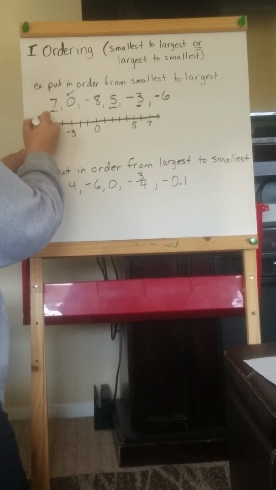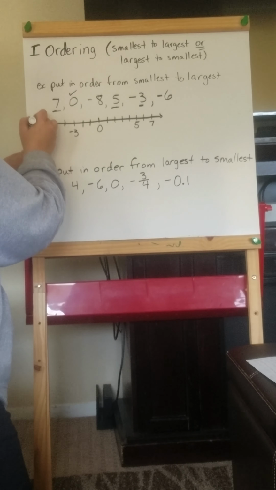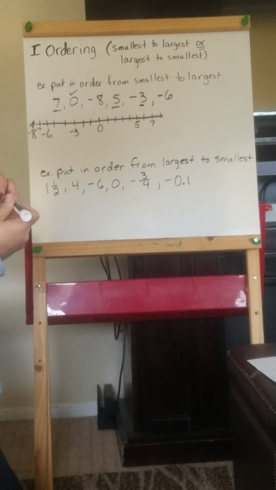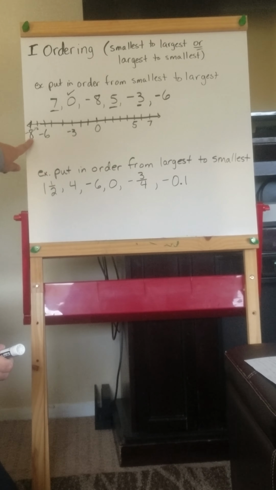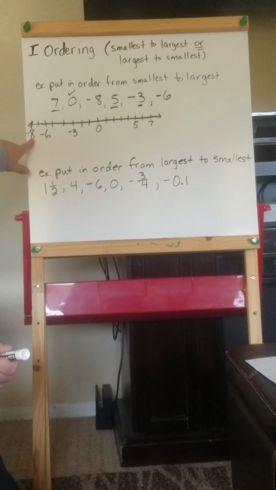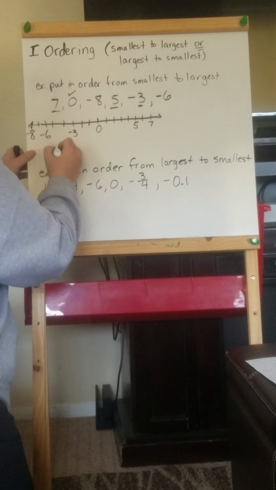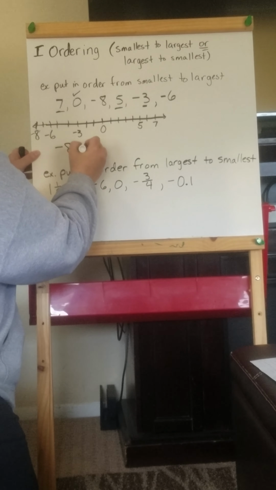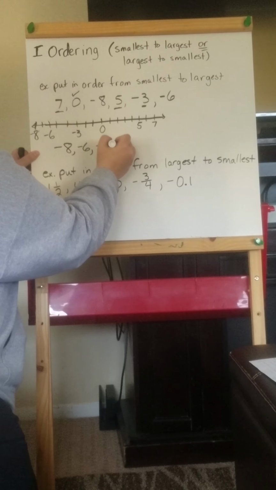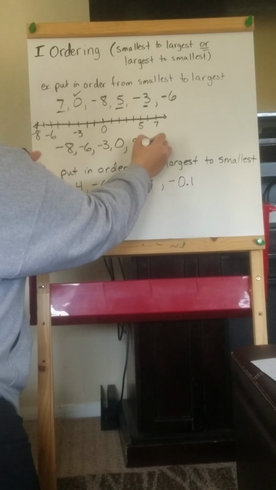Extend this a little bit. -7. And then finally, all the way out here is -8. So in order from smallest to largest, this big giant negative number out here, -8, that is the smallest. All right, so let's put them in order. -8, -6, -3, then 0, then 5, and then 7.